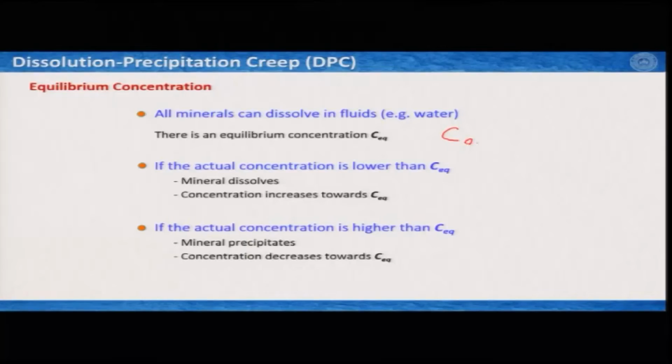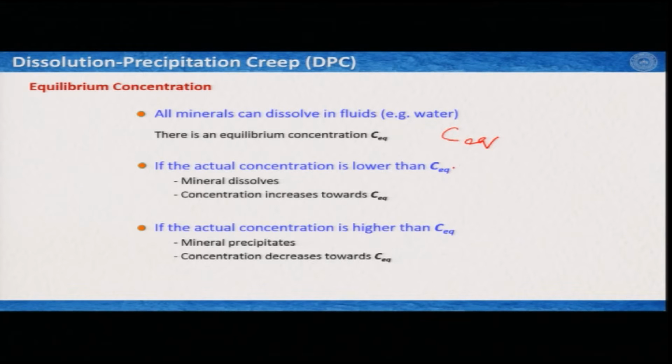So, we can think that all minerals can dissolve in fluids, it can be dissolved in water, it can be dissolved in carbon dioxide and so on, and therefore, as we talked about, there is an equilibrium concentration. Let us assign this as CEQ. If the actual concentration is lower than this equilibrium concentration CEQ, then the minerals do dissolve, and the concentration of this fluid increases towards the equilibrium concentration. This is very simple, because if you are adding more materials to the solution, it would slowly try to saturate and achieve the equilibrium concentration.